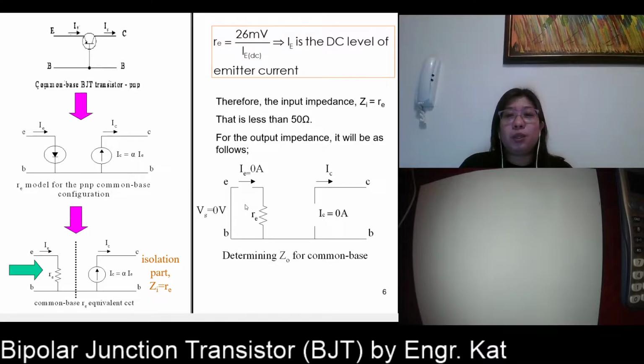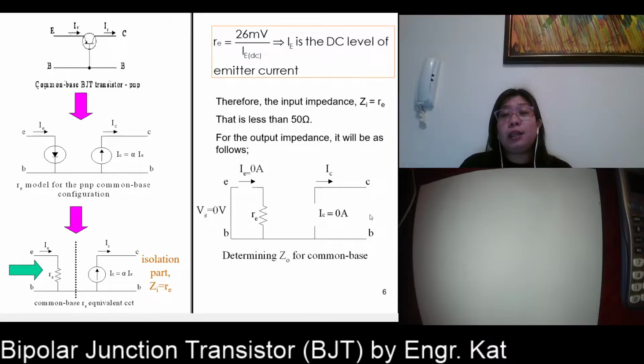If that is equal to 0, therefore, IE here is also equal to 0. But since our IC is dependent on IE, that means when IE is equal to 0, likewise, IC is equal to 0. So what do we mean by a zero current? A zero current means an open circuit. Therefore, we have an open circuit here.